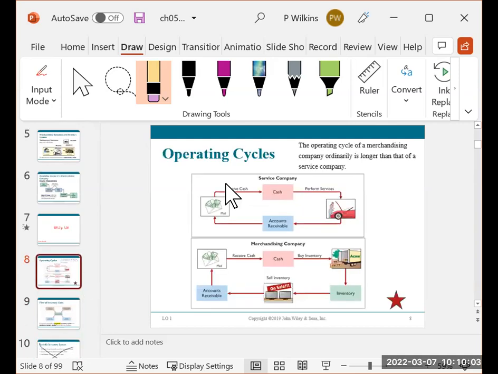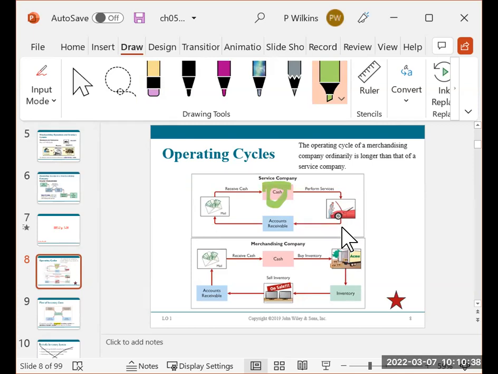Okay. All right, the other thing we want to talk a little bit about is operating cycles and just kind of the difference between service companies and merchandising companies. So an operating cycle in a service company tends to be shorter, and an operating cycle is the time from when you provide the service until the time you get paid. Or in a merchandising company, it's from the time that you buy the inventory to the time that you're paid for selling the inventory.